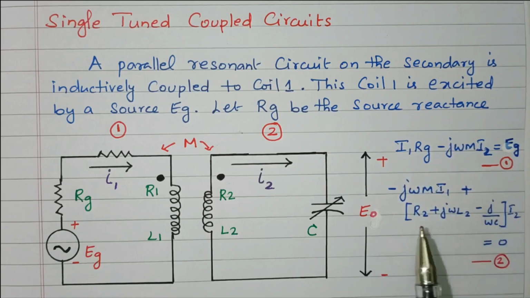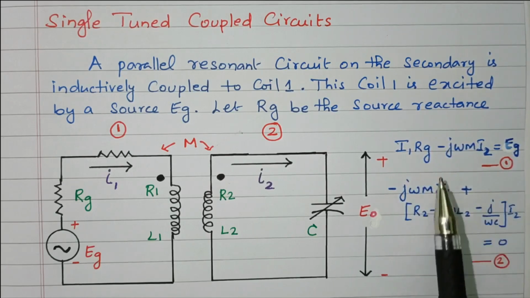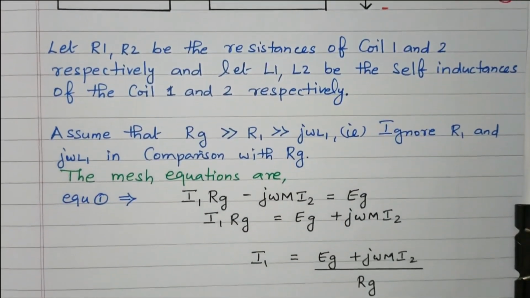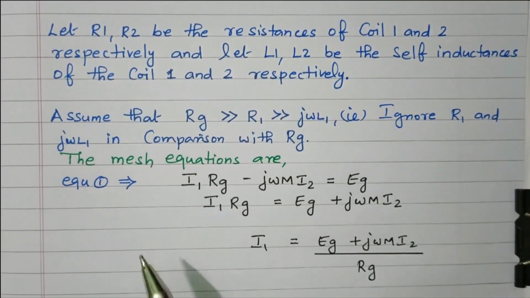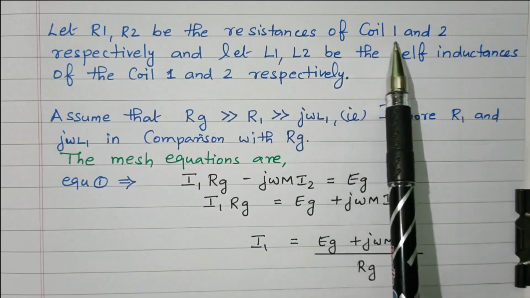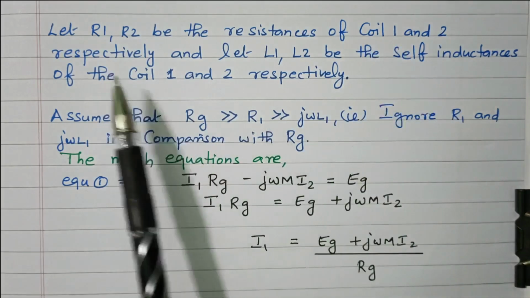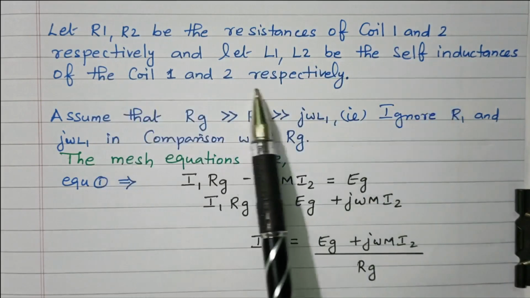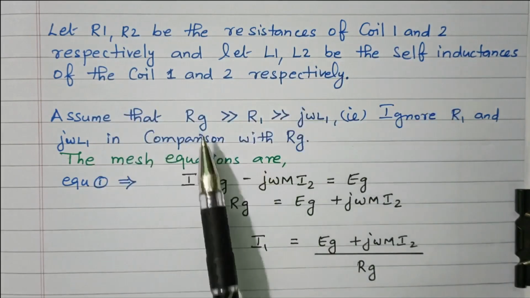So these were two equations. Right. We are going to further simplify these equations. Now we'll go for the further details. So the assumptions are available here. Let R1, R2 be the resistance of coil 1 and 2 respectively, and L1, L2 be the self-inductance of coil 1 and 2 respectively. So the assumption is available here.